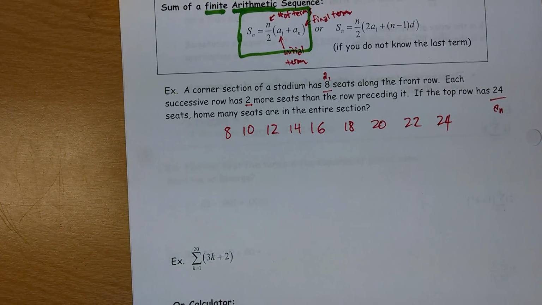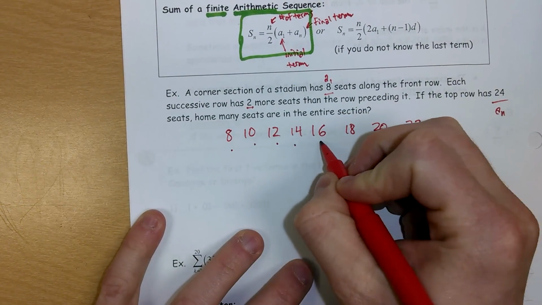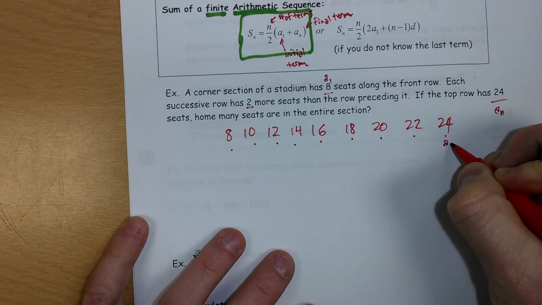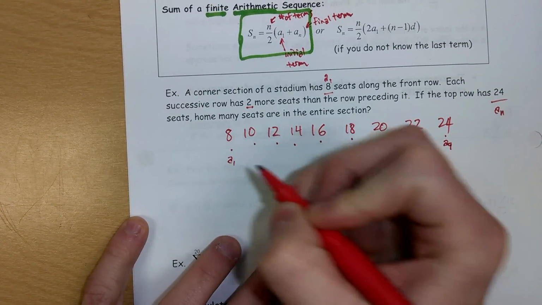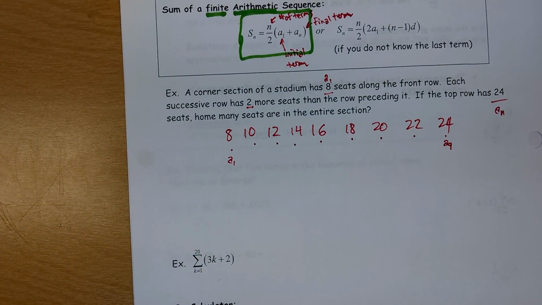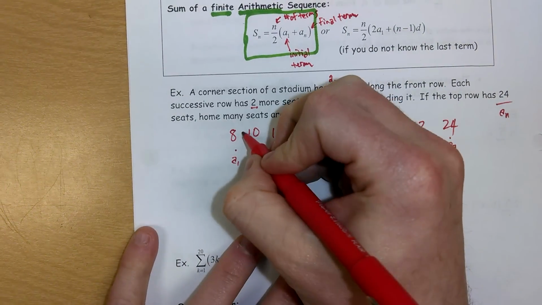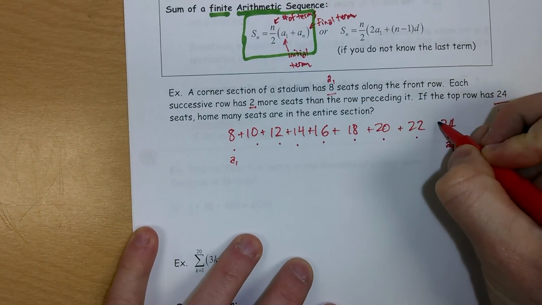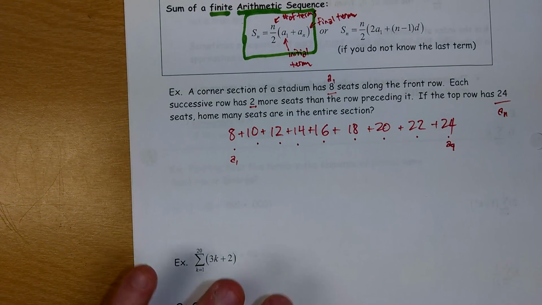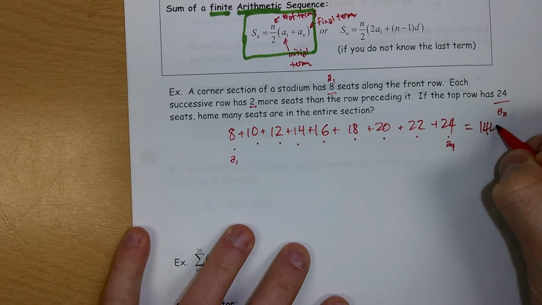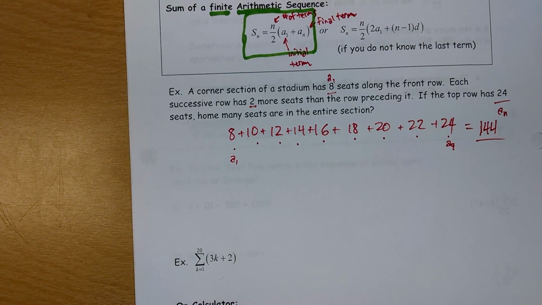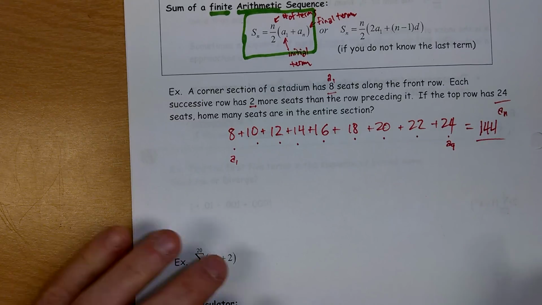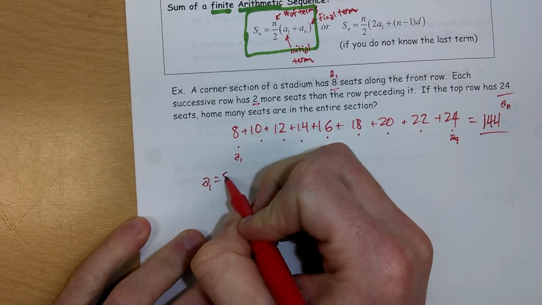Okay, so we've got 1, 2, 3, 4, 5, 6, 7, 8, 9 terms. So this is our a sub 9. This is our initial. So we could just add these up. We could put this in our calculator, add these up, and we're going to find that we get 144. And that's our answer. If we want to test this using our new formula, well, our initial value is 8.